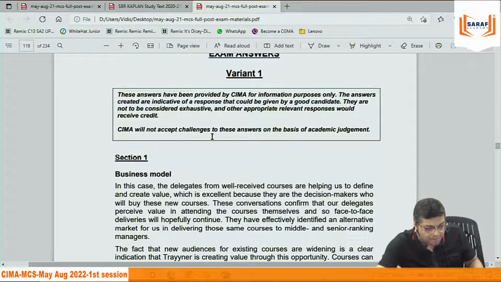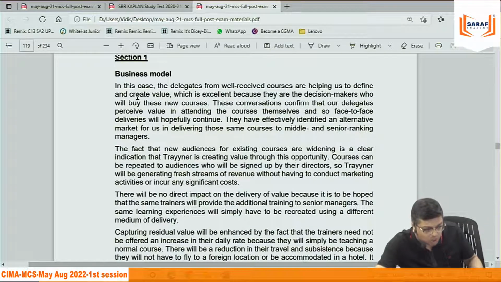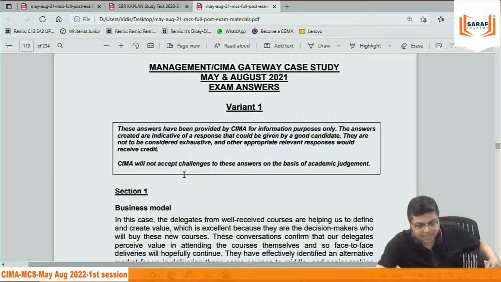CIMA will not accept challenges to these answers on the basis of academic judgment. If you say that CIMA Institute, your answer is wrong, they are not accepting any challenge. Reason being that it is not science. It is not 2 plus 2, 4, why have you written 5. It is a thought process. Your thought process will be matching with me. My thought process will be matching with you.